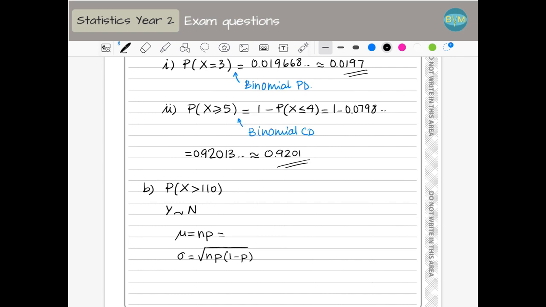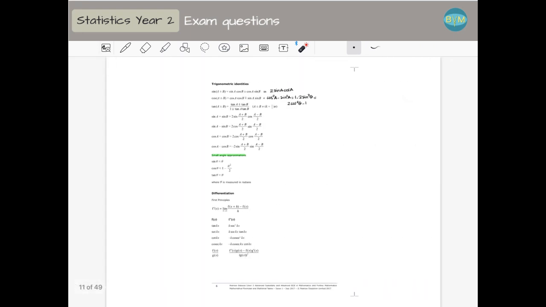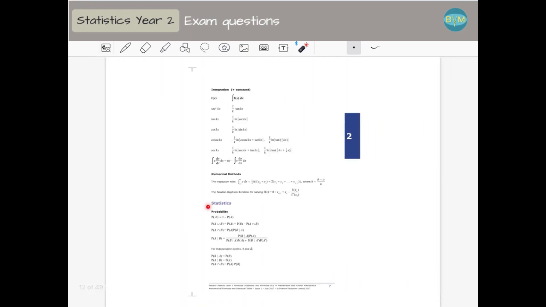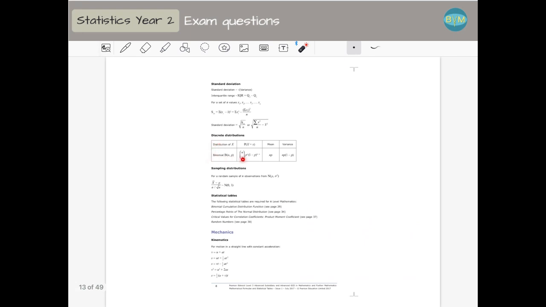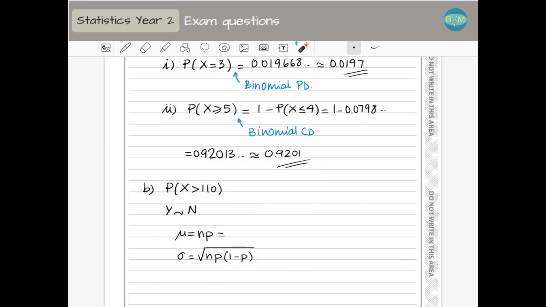If you don't remember this, it's in the formula booklet, a bit hidden, so let me show you. This is your formula booklet. So in A-level maths, not in AS, when you go to statistics, you have the discrete distributions, and they give you the mean of the binomial and the variance of the binomial. So this is what we are using to approximate the binomial by a normal distribution.